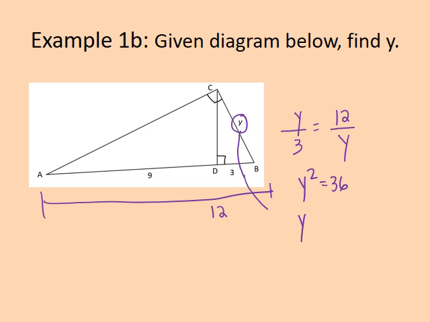Now we're going to take the square root of both sides, so y equals plus or minus the square root of 36. The square root of 36 is 6, so plus or minus 6. Since lengths are always positive, y equals positive 6.